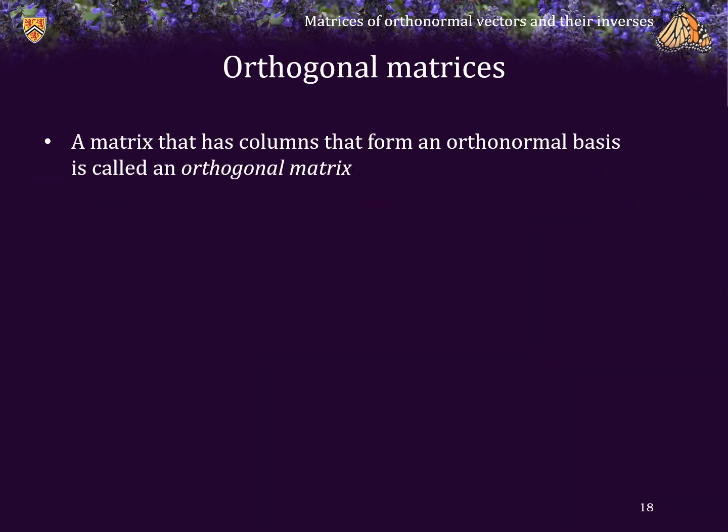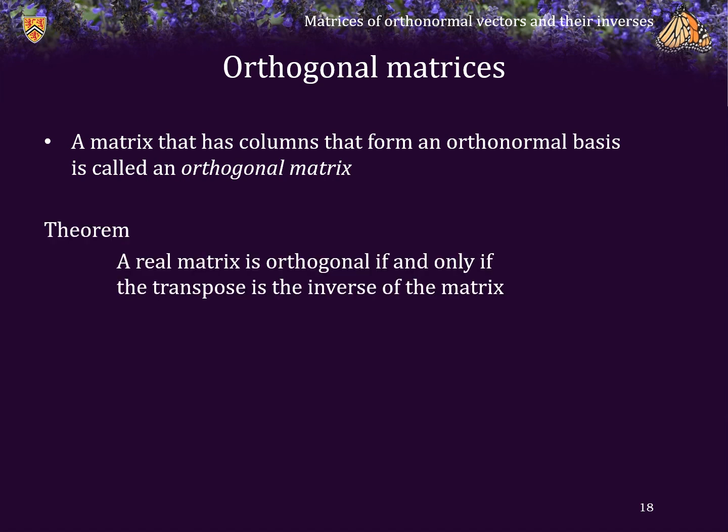Consequently, a matrix that has columns that form an orthonormal basis is called an orthogonal matrix. And there's a nice theorem. A real matrix is orthogonal if and only if the transpose is the inverse of the matrix. If the transpose is not the inverse, the matrix is not orthogonal. If the transpose is the inverse, the matrix must be orthogonal.